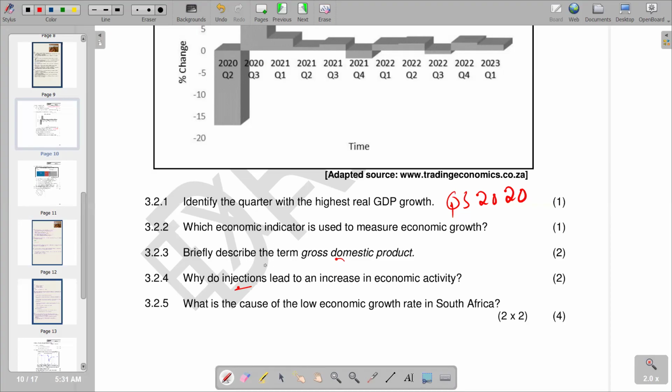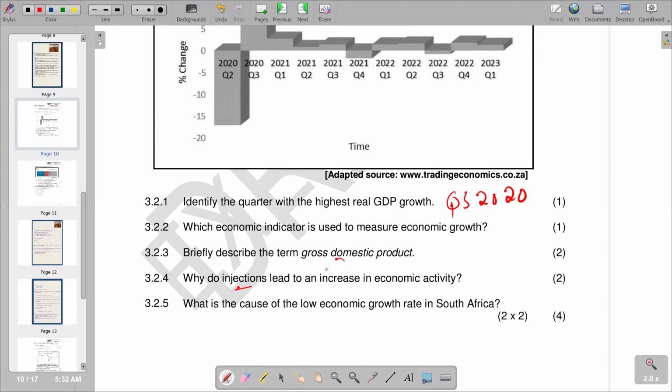So the question is saying, why do injections lead to an increase in economic activity? When we have more income being injected in the circular flow, it also means the people or the customers in that economy are going to hold more money, as their income is going to increase. And when they hold more money, they are going to demand more products and services. So when they demand more products and services, the businesses operating in that economy are going to earn more revenue, and then they widen their profit margins.